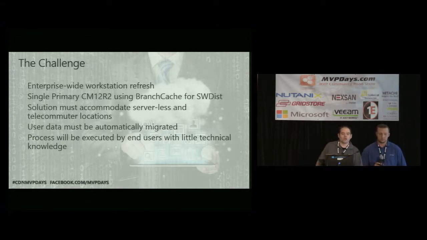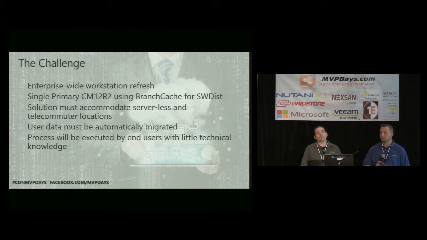Okay, so to help paint this picture, we've taken an organization that has reached the point where they need to do an enterprise-wide workstation refresh. They're currently running a single primary Config Manager 2012 R2 environment, and they've opted to use BranchCache for their software distribution as they didn't want to deploy all these distribution points. When they came up to their workstation refresh, they realized that there were some deficiencies inside of BranchCache, mostly surrounding bare metal imaging that they just couldn't reach with that infrastructure.